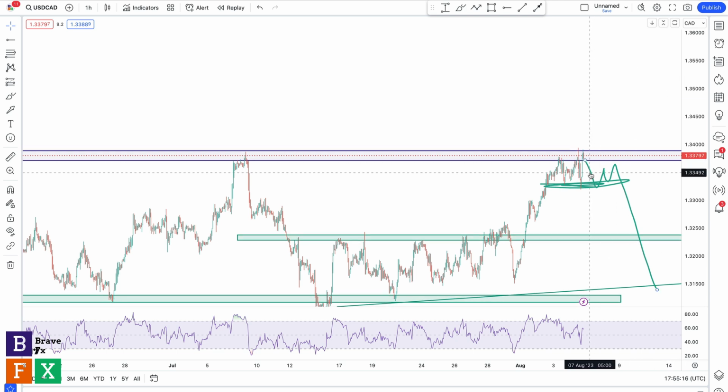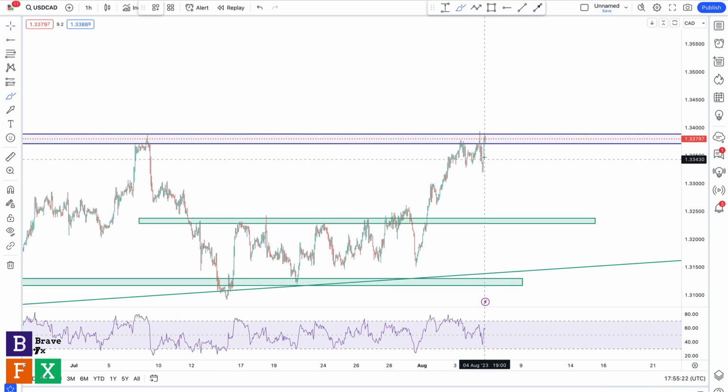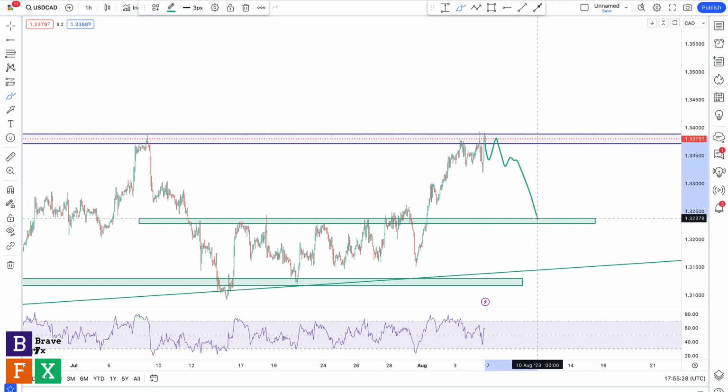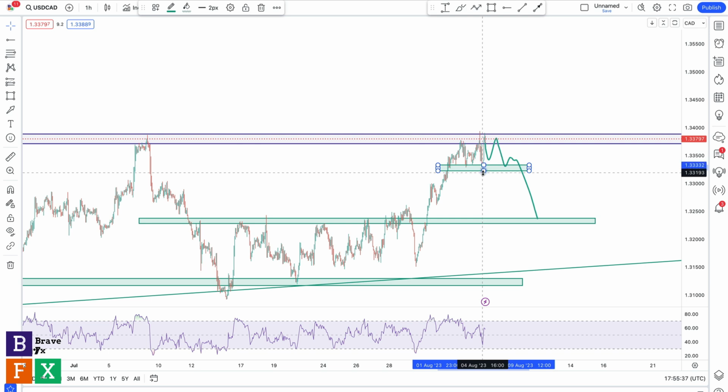So I'm going to wait for something like this. Let me get rid of these lines. So to go short, I'm simply going to wait for consolidation, reversal, creating a base like a support level, then a break of that support level for me to go short. So it's going to look like this, right? So this is going to be my confirmation to go short on USD-CAD.